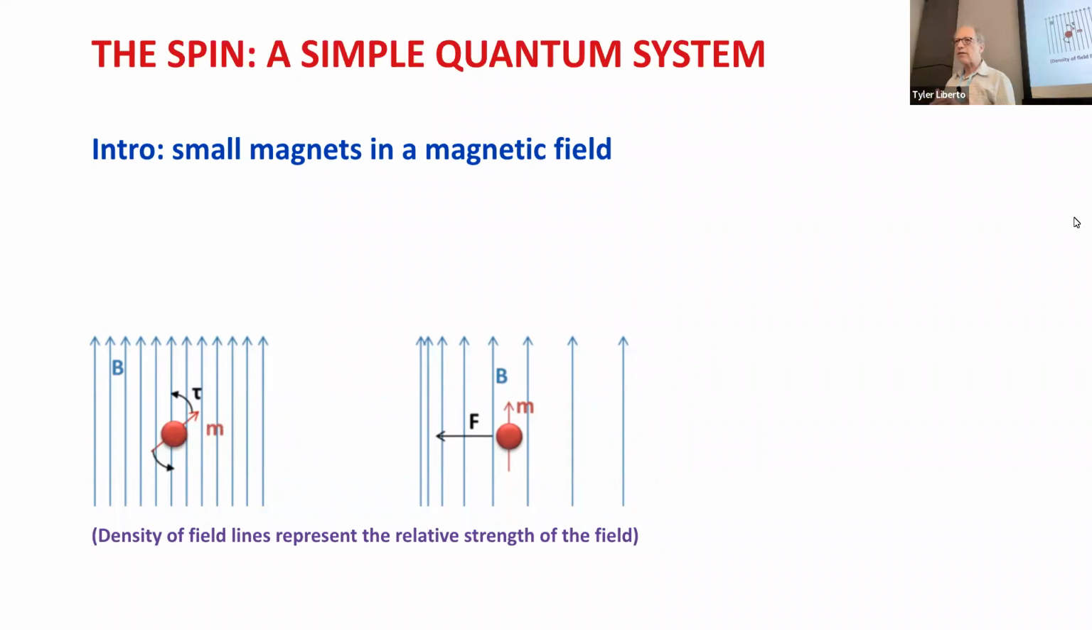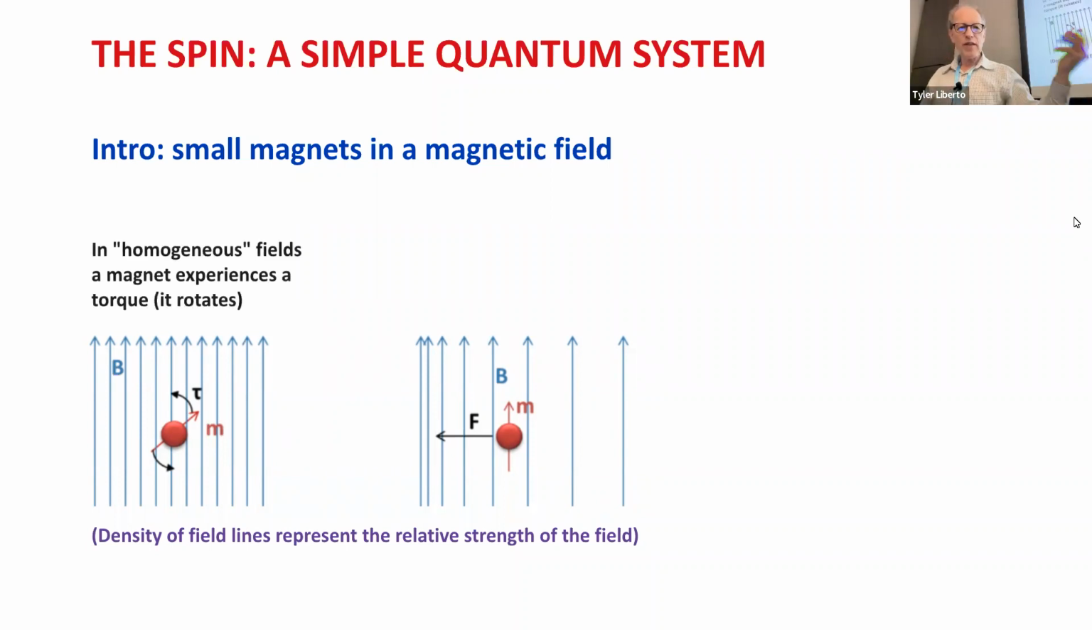I want to start off with a little intro on small magnets in a magnetic field. Here you see magnetic fields. The density of the field lines simply represents the relative strength of the magnetic field. Here you see a homogeneous field, and here you see a variation of the field.